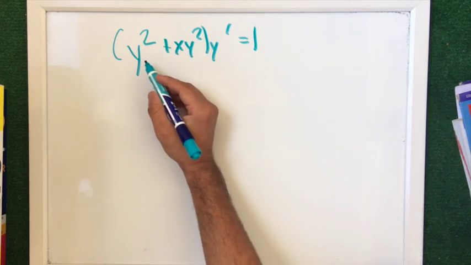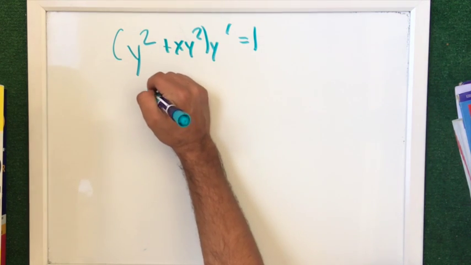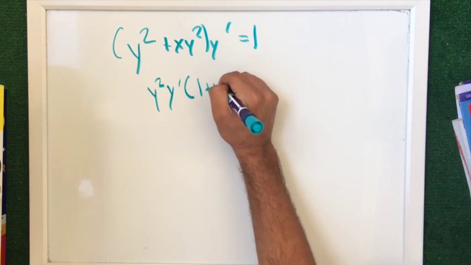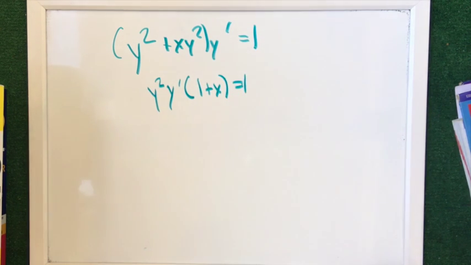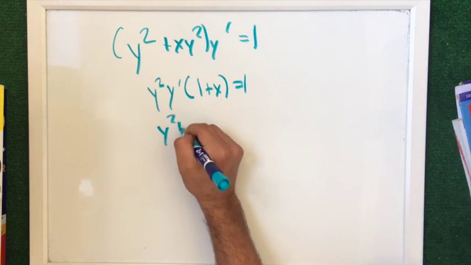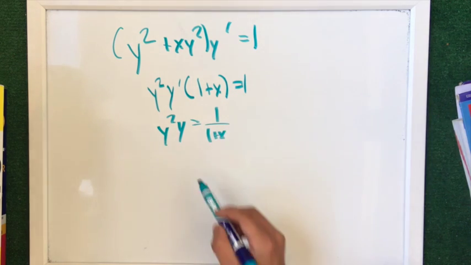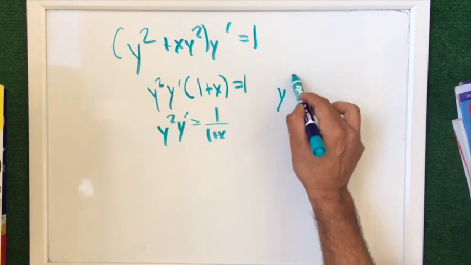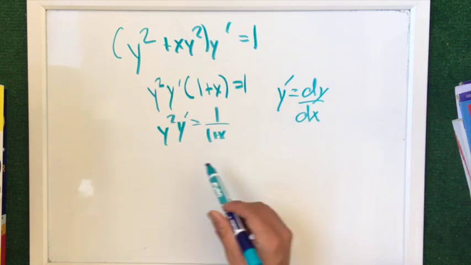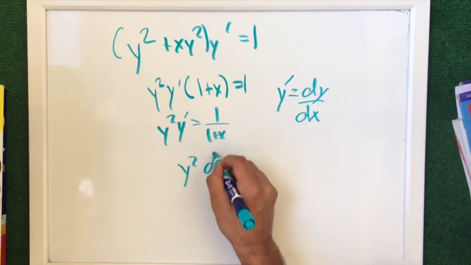So first we can factor out a y squared for the y prime. So we get y squared y prime times 1 plus x equals 1. Then we can divide by 1 plus x to get 1 on the right. So we have a separated equation. The next step of this problem is to convert our y prime into dy over dx and substitute it in for the y prime. And you'll see why we want to do that.